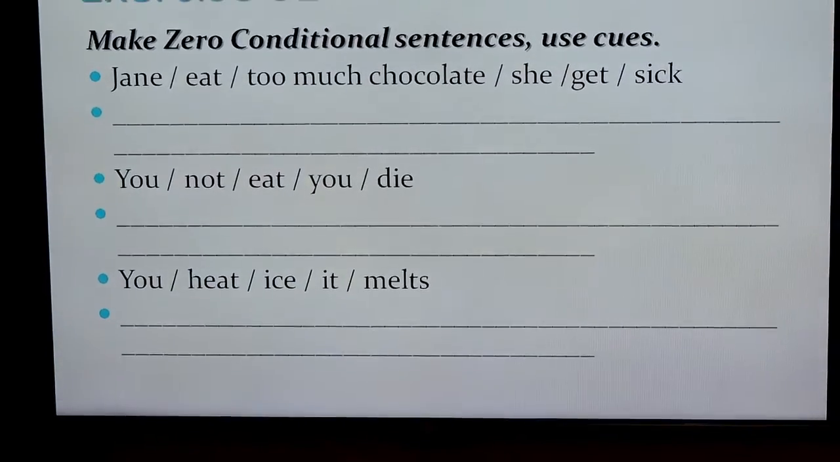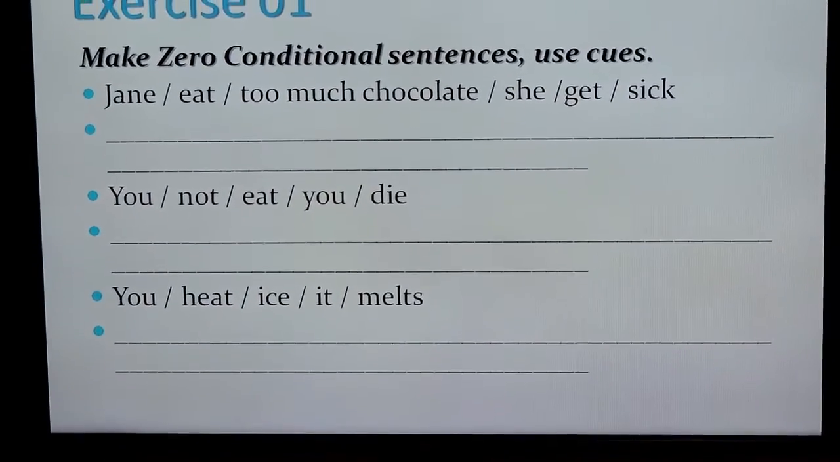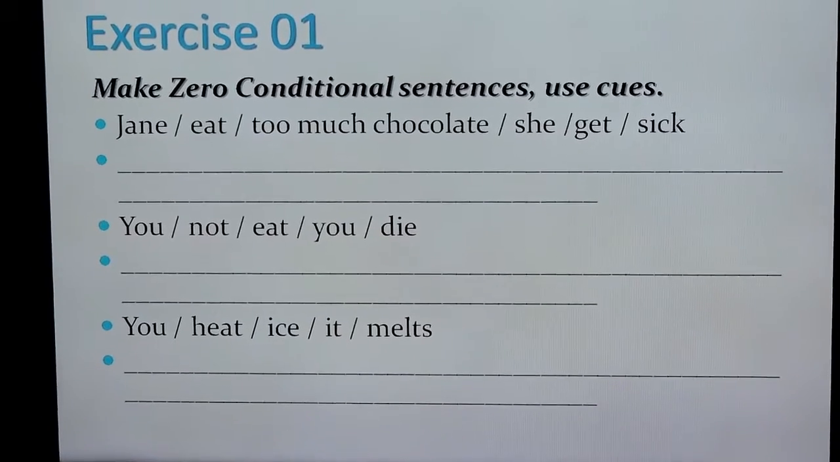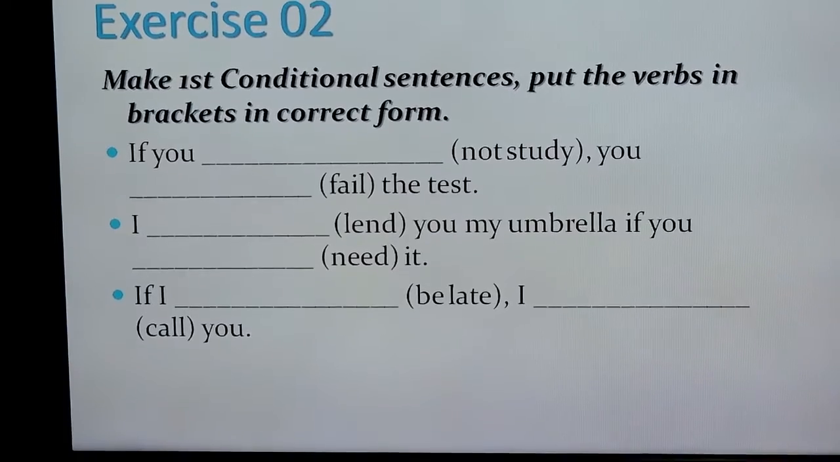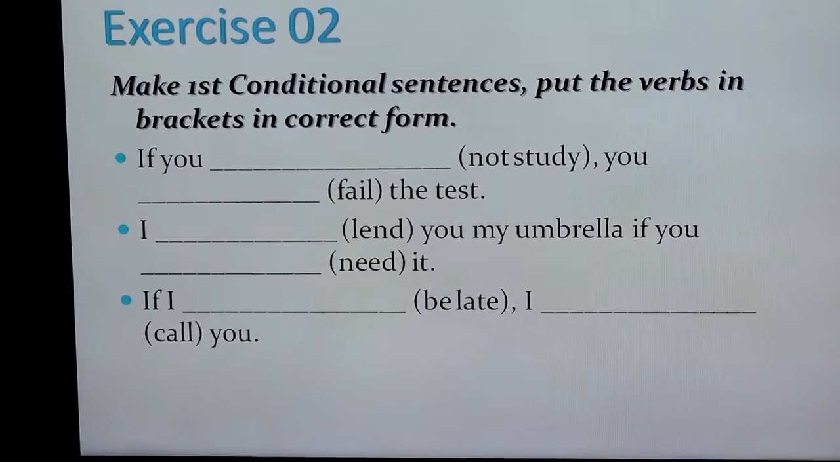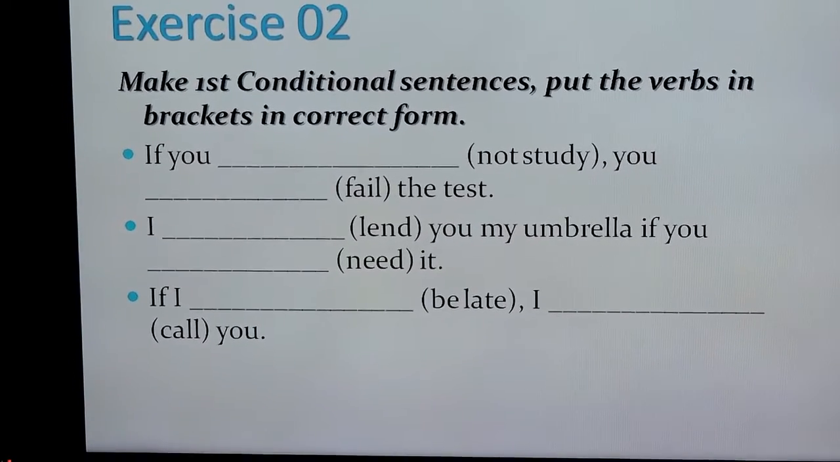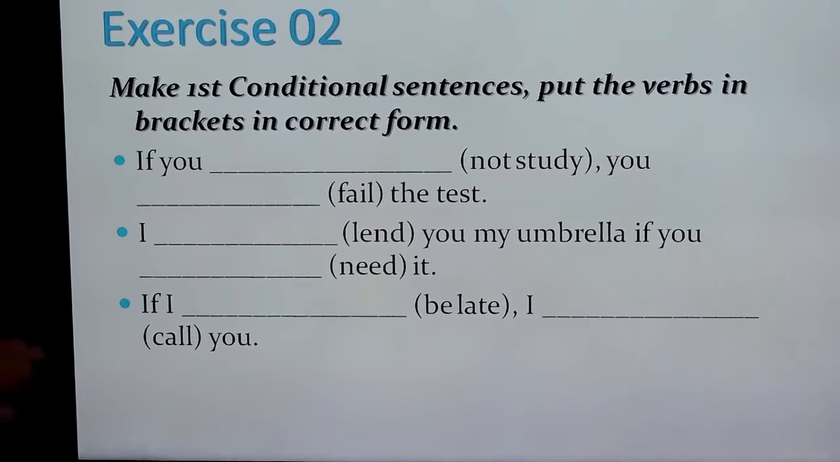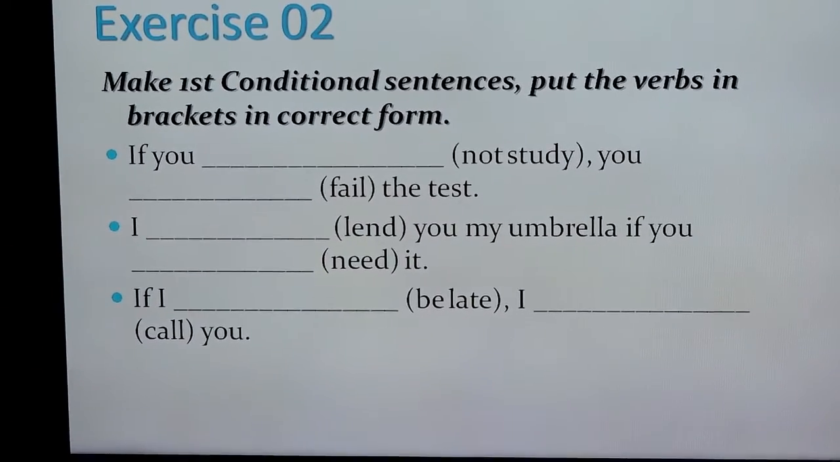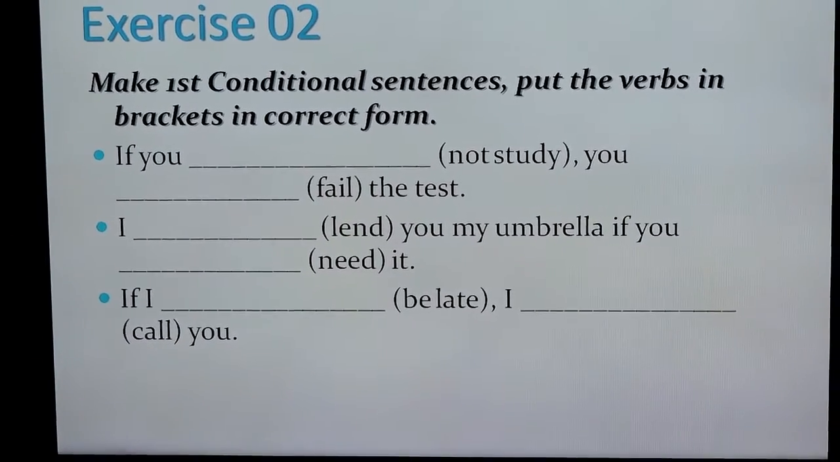So here, this is the first exercise. Make zero conditional sentences. Use cues. Here you can stop the video and do the exercise yourself. The second one: make first conditional sentences. Put the verbs in brackets in the correct form. So it's easy, as you can see. If you didn't understand, you go back to the explanation and you might find the answer.